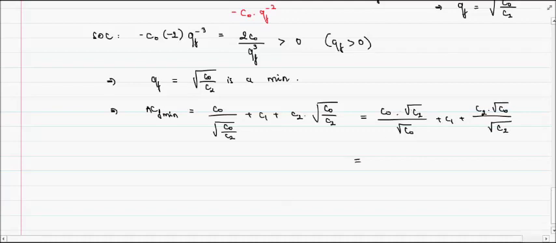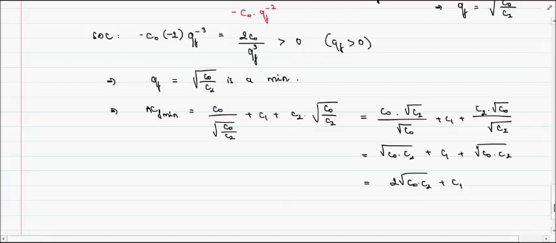Okay, so C0 on square root of C0 is just square root of C0. So that will just give me square root of C0 times C2 plus C1, and C2 divided by square root of C2 is square root of C2 times square root of C0, so that will give me square root of C0 times C2. So I got 2 square root of C0, C2 plus C1.